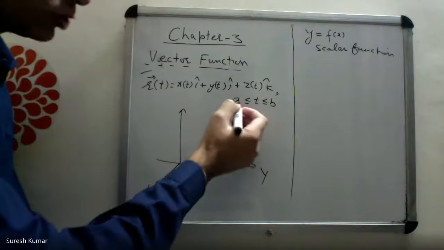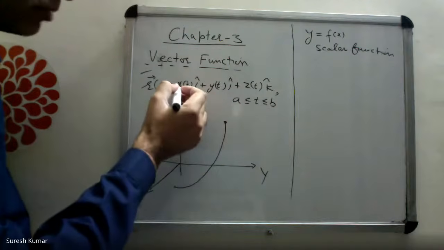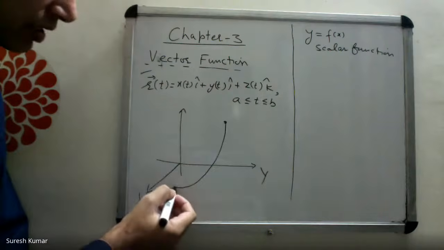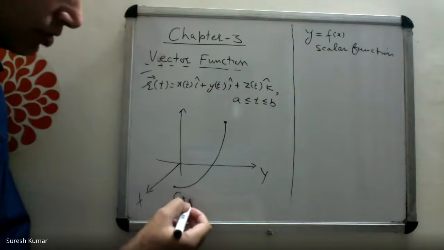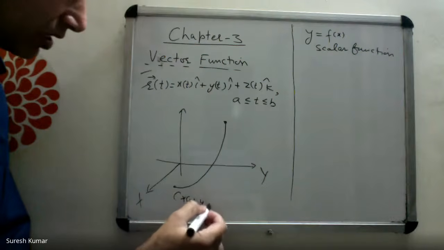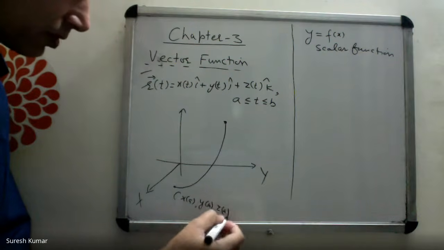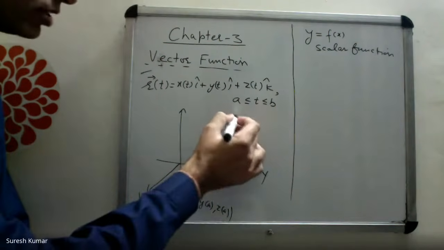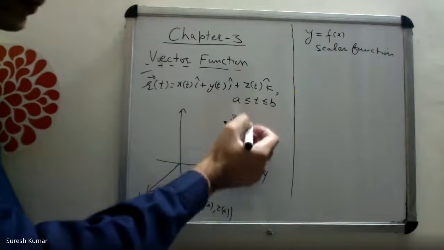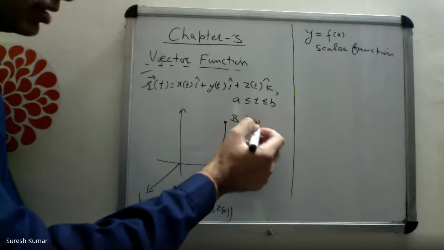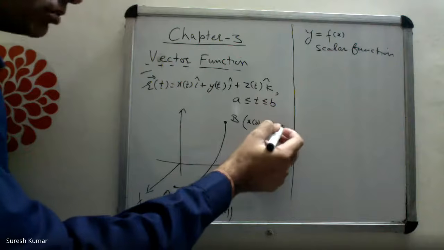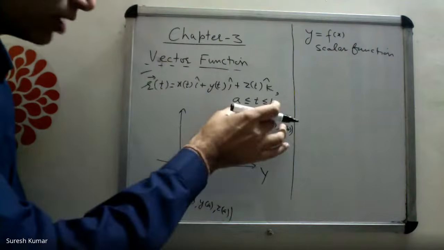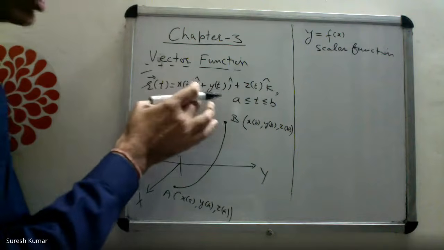starting from which point? t equal to a. t equal to a means which vector? x(a) i cap, y(a) j cap, z(a) k cap. So I can say this curve starts from the point x(a), y(a), z(a) and finishes at, let's say this point is A, finishes at B. What are coordinates of B? x(b), y(b), z(b).